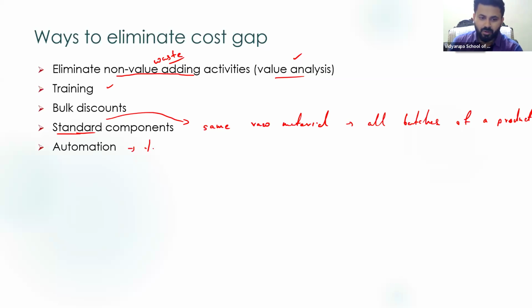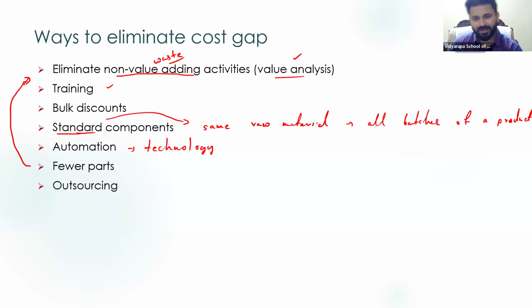Look for better technology. It will bring down the cost. Using fewer parts, which is related to, like the Nokia example I mentioned, eliminating non-value-adding activities or non-value-adding parts. If some parts are there that don't add any value to the customer, customers are not bothered about it at all, then don't bother giving it. Don't bother giving it.